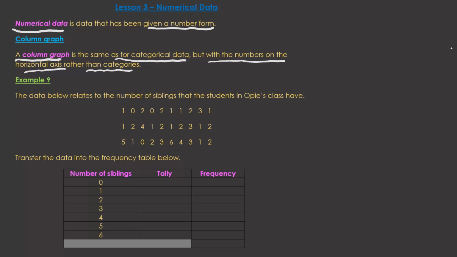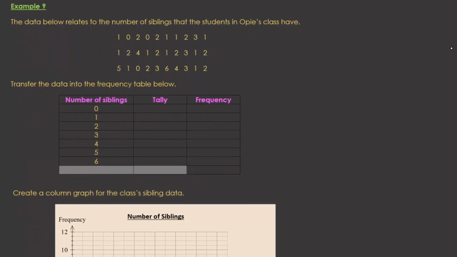And we'll see that in the example that's coming up, which is example 9. The data below represents the number of siblings that the students in Opie's class have. So we're going to do a tally table. Now, doing this is exactly the same as it was before when we were dealing with categorical data. Just be careful. So let's do the tally first.